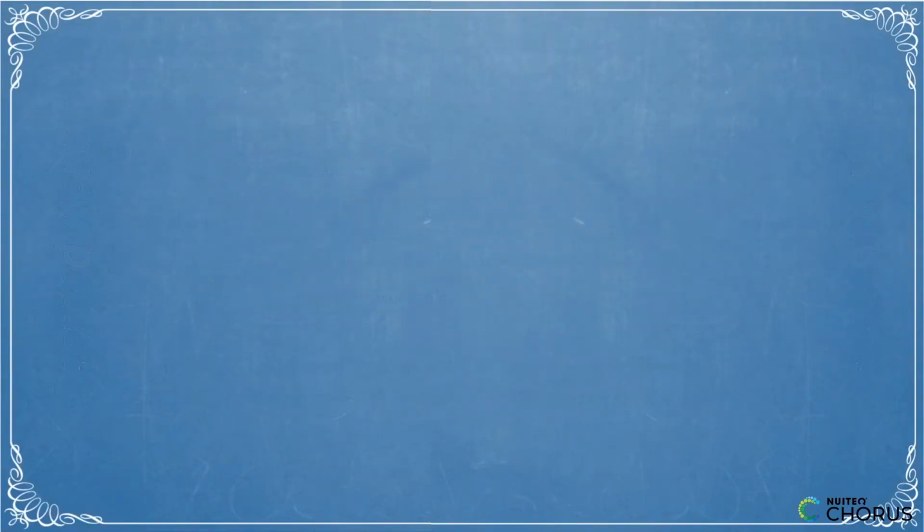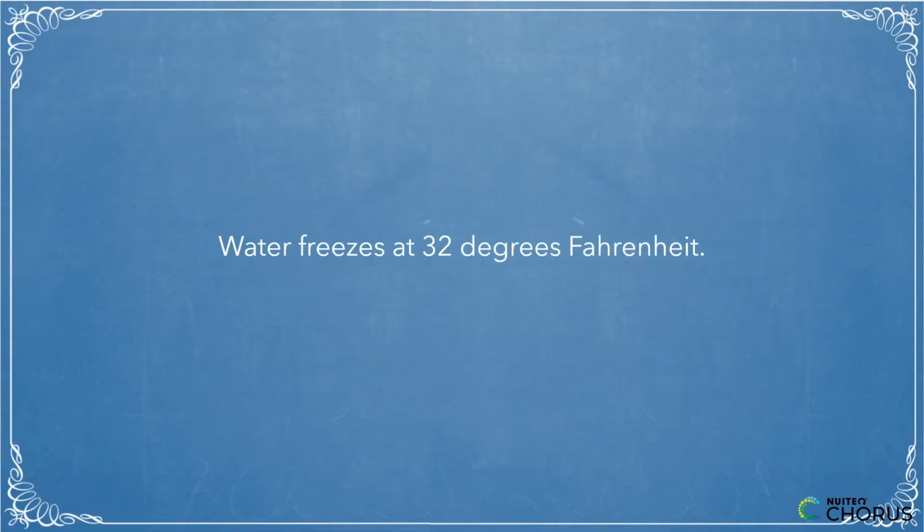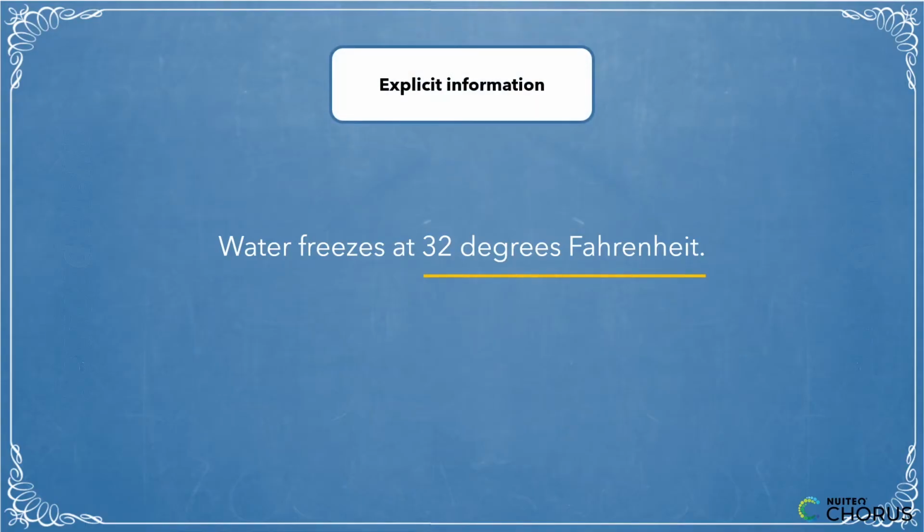Imagine this sentence from an article: Water freezes at 32 degrees Fahrenheit. If we were asked, at what temperature does water freeze, we can use explicit textual evidence to answer. The text directly states that water freezes at 32 degrees Fahrenheit, so we would cite this sentence as our proof. This is a clear example of explicit information, since the text directly answers the question.